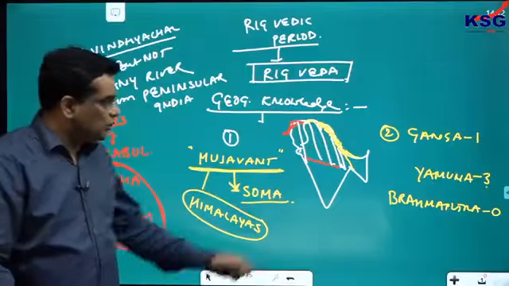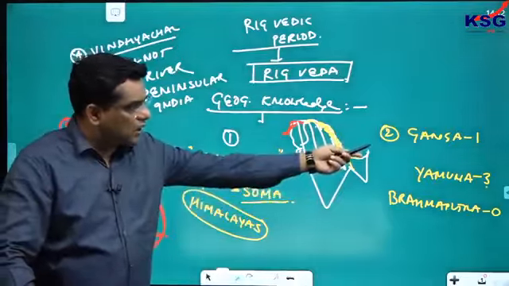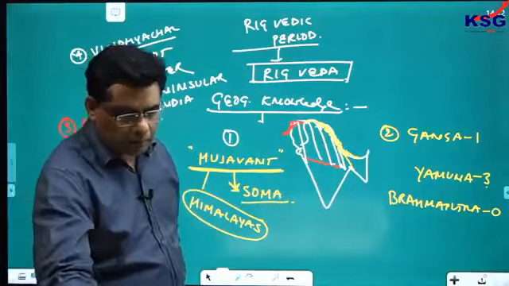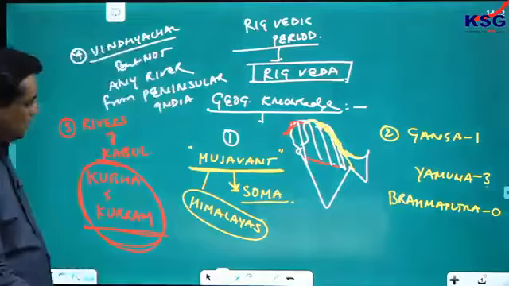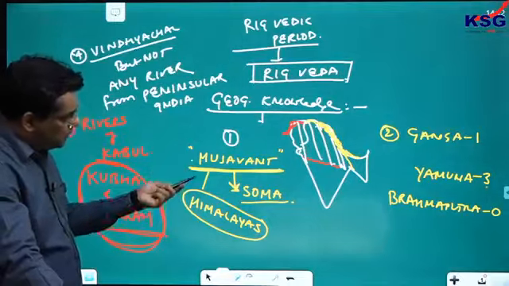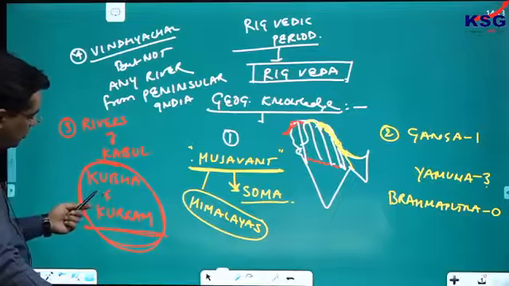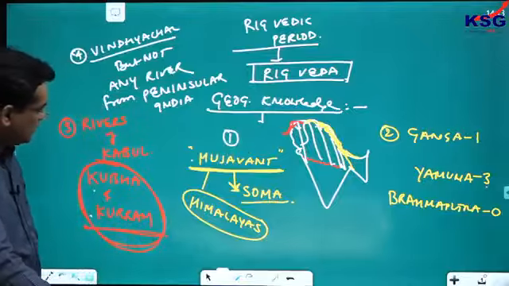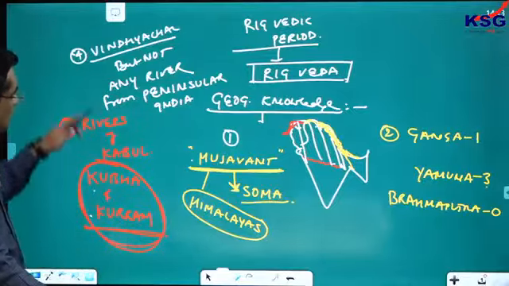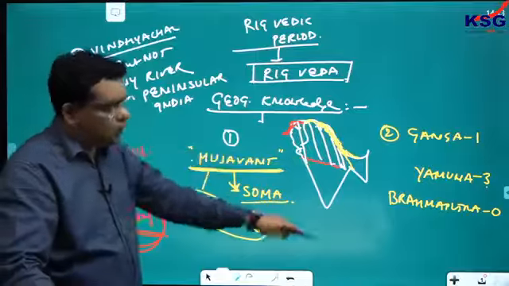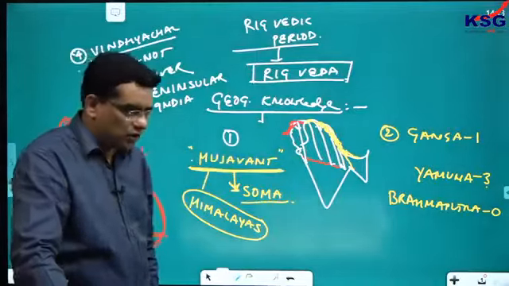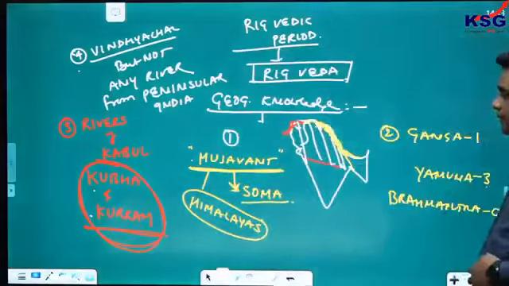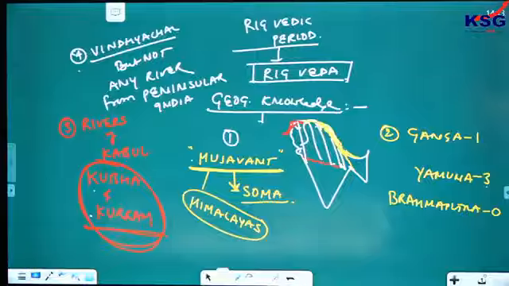From the northern side they knew the Himalayas. On the eastern side, the Ganga is mentioned once and Yamuna thrice in the Rig Veda, with no mention of the Brahmaputra. Then we have Mujavant in the Himalayas. Third, the rivers of Kabul, Kubha and Kurram, flowing in Afghanistan. Fourth, the Vindhyachal mountain, and beyond Vindhyachal they have no information. So these are the geographical limitations of the Aryans.